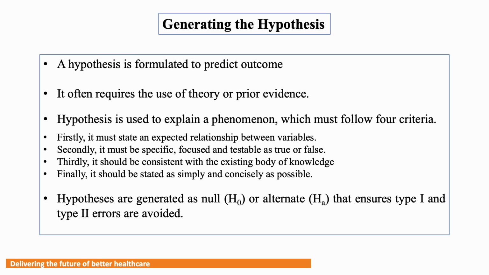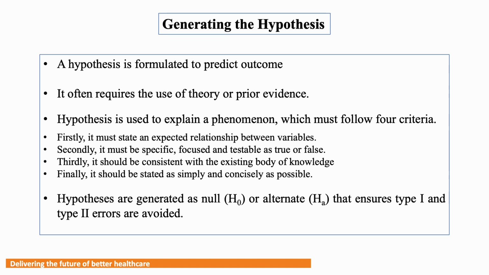Generating the hypothesis. A hypothesis is formulated to predict an outcome. It often requires the use of theory or prior evidence. A hypothesis is used to explain phenomena, and must follow 4 criteria. First of all, it must state an expected relationship between the variables. Secondly, it must have a specific focus and be testable as true or false. Thirdly, it should be consistent with the existing body of knowledge. And finally, it should be stated as simply and concisely as possible.